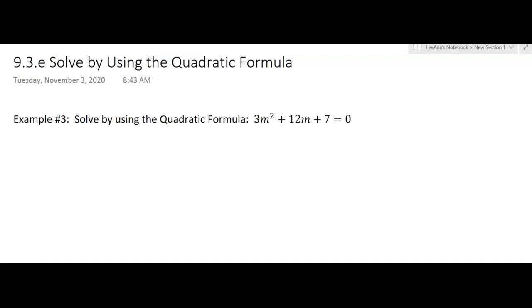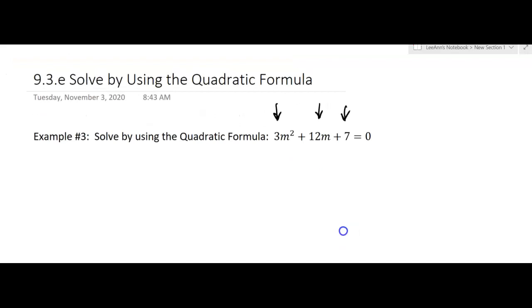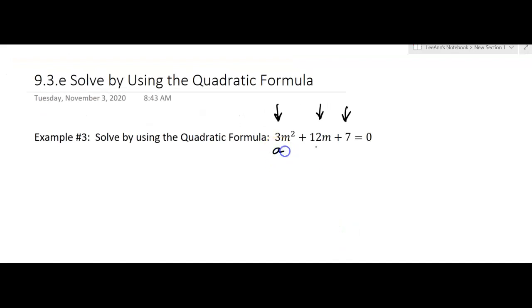So here's another example. First, we check to see if it's in standard form. So when we're talking about that, we want to have the squared term, then the m term, the linear term, I guess, and then the constant. All right, now we identify A, B, and C. A is 3, B is 12, C is 7.